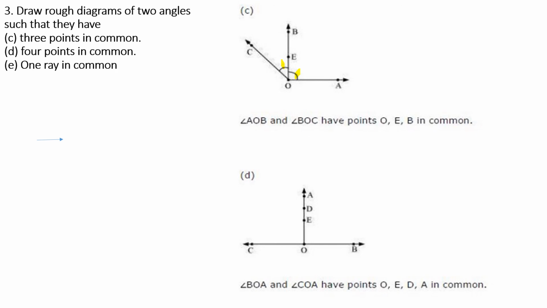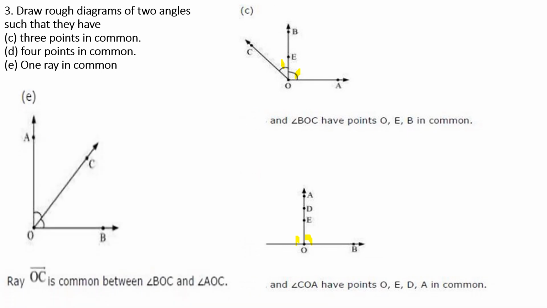Next, 4 points in common. See, this is one angle, a right angle. These two also are right angles. So O, E, D, A. Next, one ray in common. See, OC is the only ray between angle BOC and angle AOC. So OC is the common ray for angle AOC and angle BOC. Okay, from these figures we can identify what are the points in common, what are the rays in common, everything.